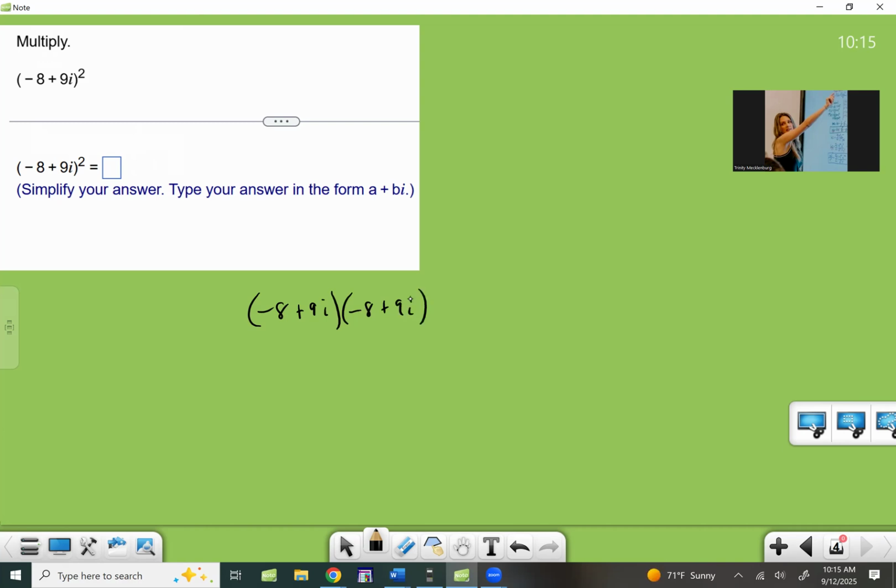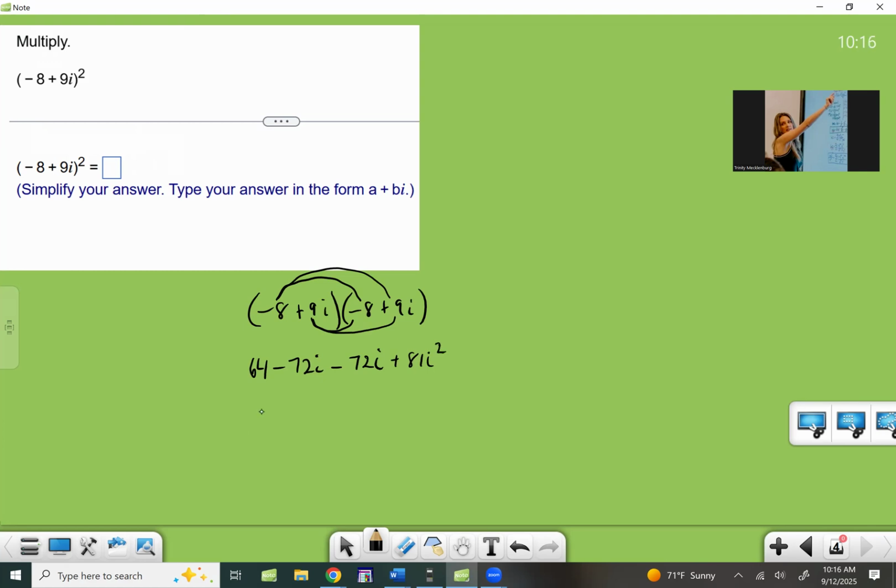Okay, all right, so here we go. We have a negative times a negative, so this is a positive 64. A negative times a positive, which equals a negative, and then 8 times 9 is 72. Another positive times a negative, so a negative, and it's also 72. And then 9 times 9 is going to be 81, but don't forget i times i is i squared. So that last term better be squared.